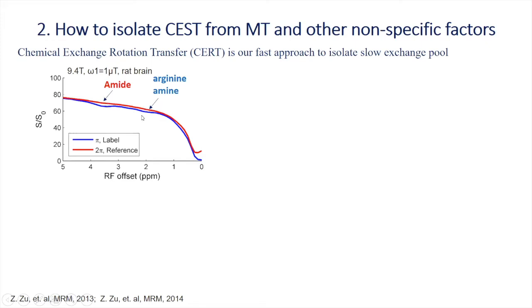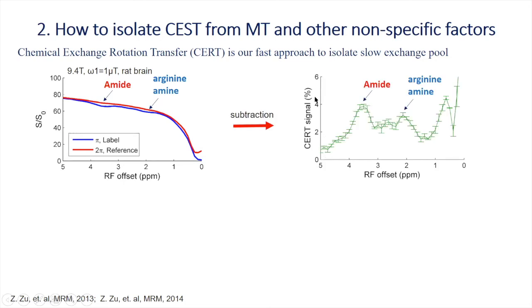So we subtract these two curves, and we can get the third spectrum, and we can remove the MT or direct saturation and isolate the CEST effect. So here we have amide and arginine amine. And there looks a dip here, which may be from phosphocreatine.